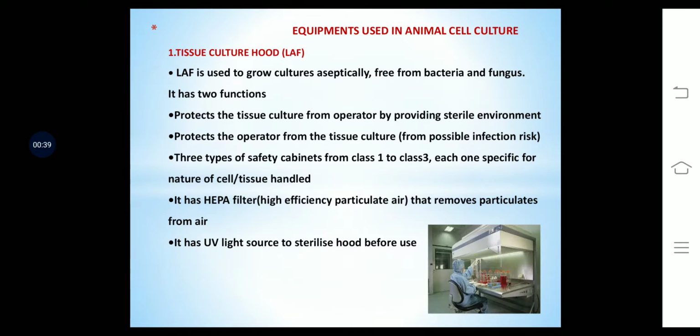So a pan of water is kept to maintain the relative humidity and to prevent the desiccation of the medium and maintain osmolality.